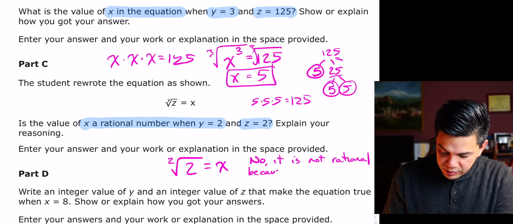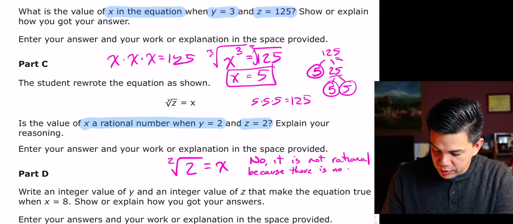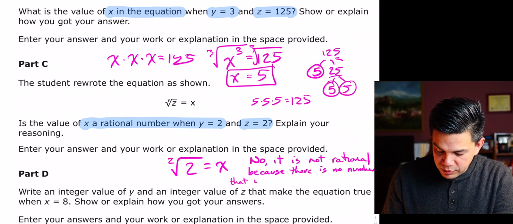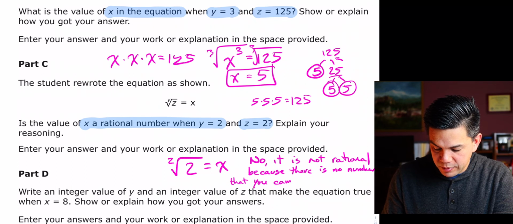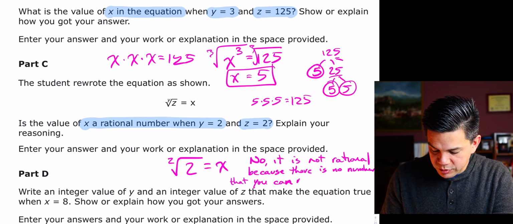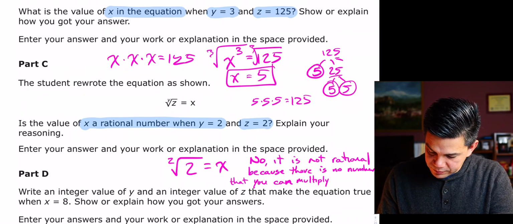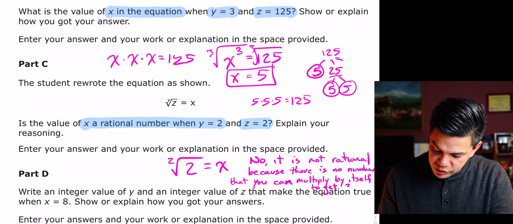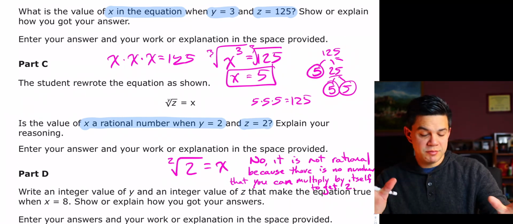because there is no number that you can multiply by itself to get 2. All right, that's all you need.